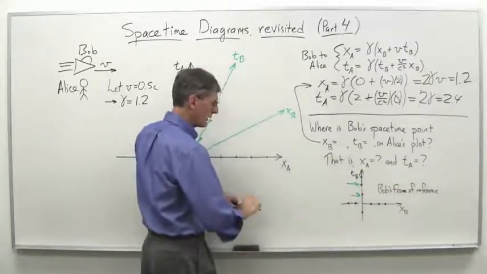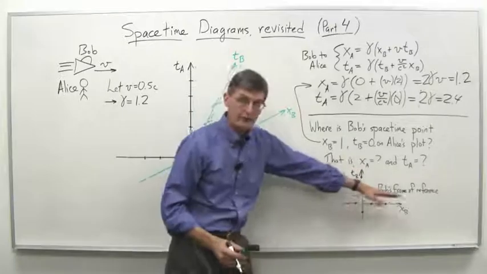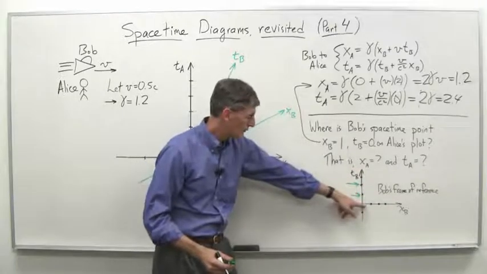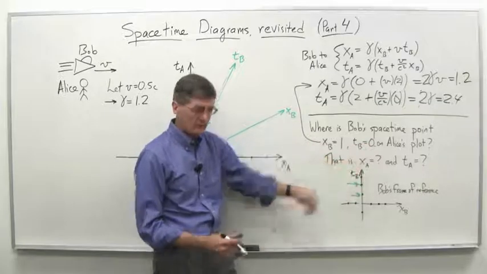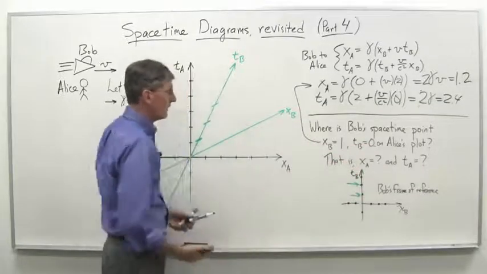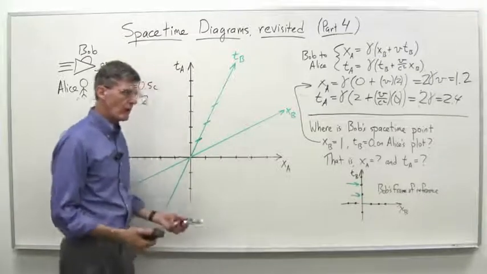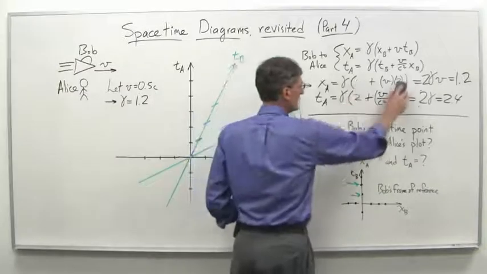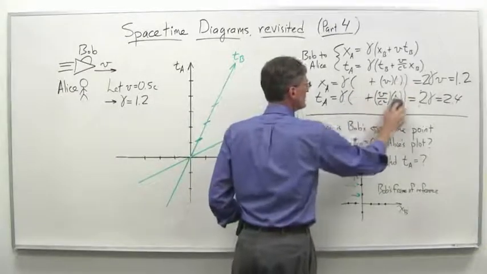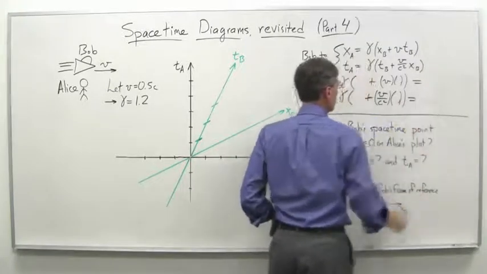So now we're looking at the point x sub b equals 1, t sub b equals 0. Okay, because now we're on the x sub b axis here. What are the x sub a and t sub a coordinates in Alice's plot for that? And so again, we just plug in the numbers. These are the things that are going to be changing here, and we'll see what we get.